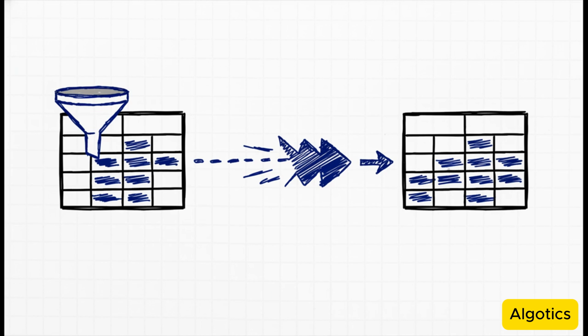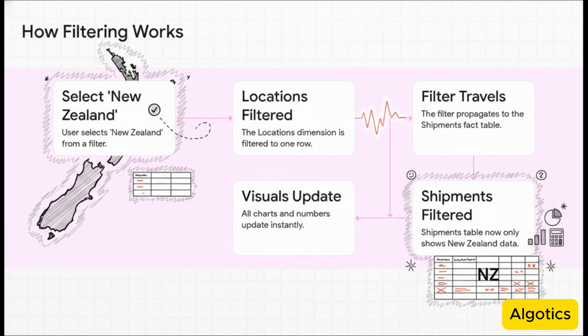You see, the power isn't really in the tables themselves. It's in the connections between them. These connections enable something called filter propagation. It sounds technical, I know, but the idea is actually super simple and incredibly powerful. It just means that a filter you apply to one table can automatically travel along these connections and filter everything else. Let's just walk through it.